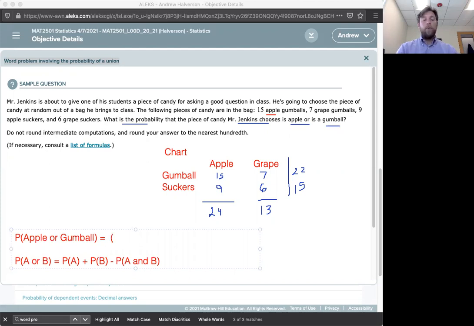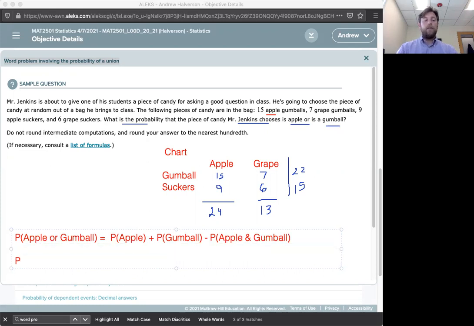So using that format, we get the probability of an apple plus the probability of a gumball minus the probability of an apple and a gumball. Okay, so that's how that translates right there. So now we just have to go through and calculate the probabilities.